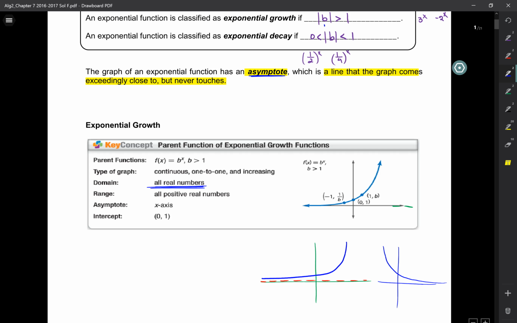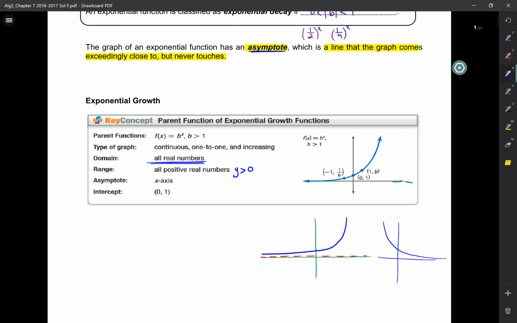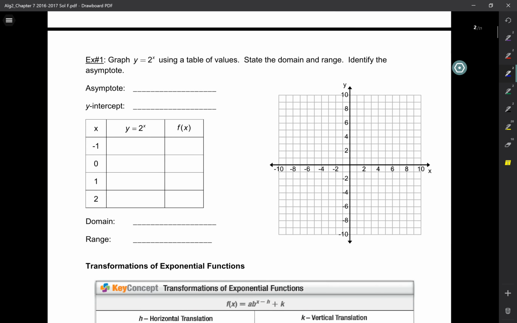Okay? Well, what about the range? Where does this start? It starts at 0 and goes up forever, right? So the range here is y is greater than what? Y is greater than 0. Now, can it be y is greater than or equal to 0? No, because it never hits 0. All right, let's graph one of these.